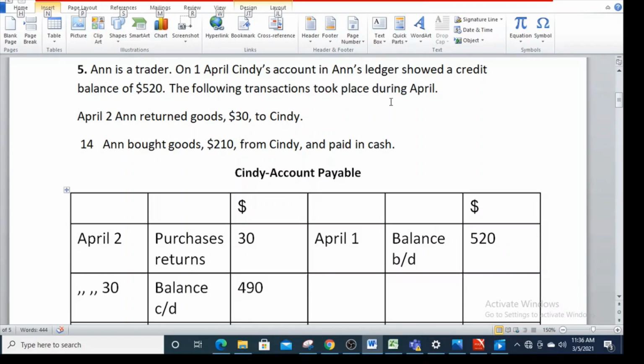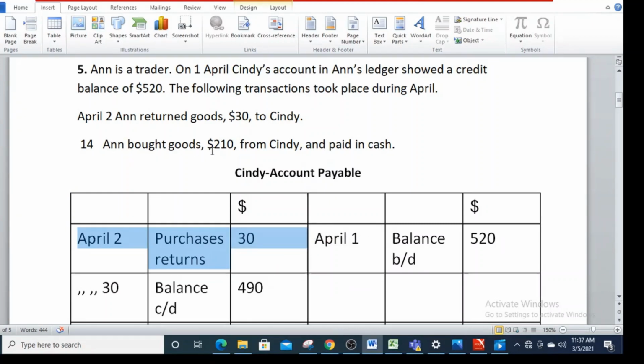So, looking at this one as the opening balance, you are N in this question. Cindy's account has credit balance. So, Cindy is your account payable. 520 you write on the credit side very quickly. Second transaction April 2nd, a return. So you are returning goods worth 30 to Cindy. For you it's purchases return. So purchases return will be credited and Cindy's account will be debited with this, right?